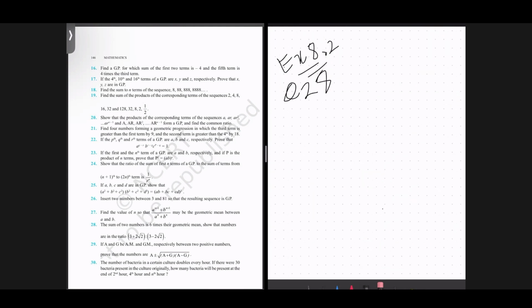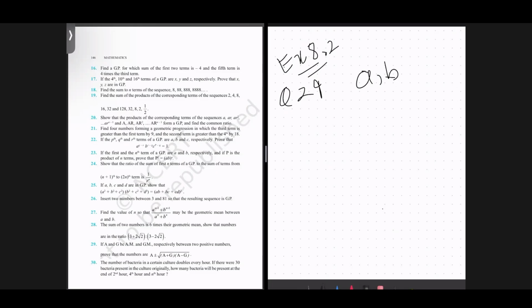So moving on, we solved question number 28. Let's try and see what question number 29 tells us. In question number 29, we have been asked: if A and G be the AM and GM respectively between two positive numbers, prove that the numbers are A ± √((A + G)(A − G)). Let us assume that these two positive numbers are going to be a and b.